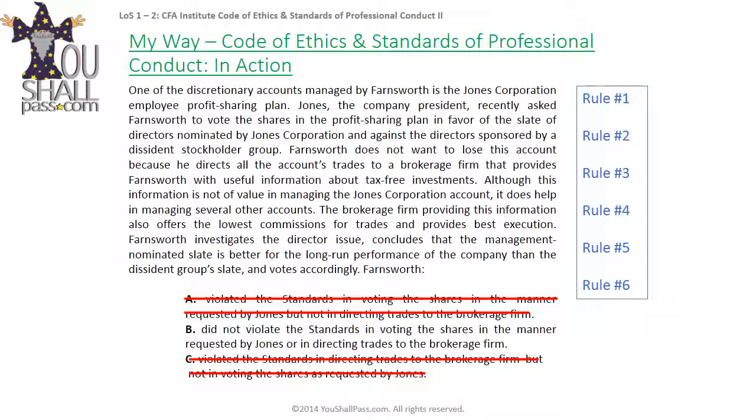Out of all the options A, B, and C, the only one which absolves Farnsworth of any violation or wrongdoing in both these instances is option B. So that's the one that we're going to select here as our answer.